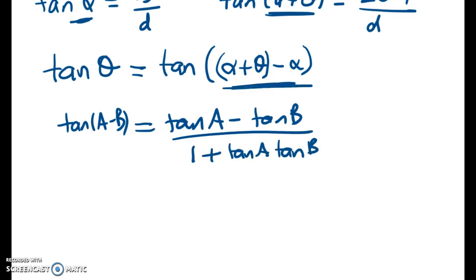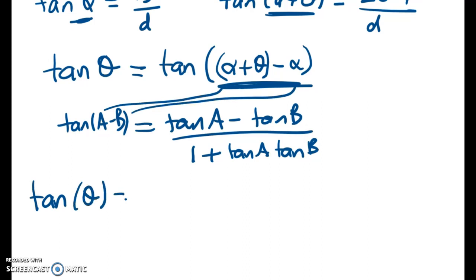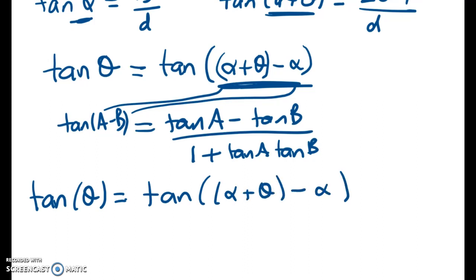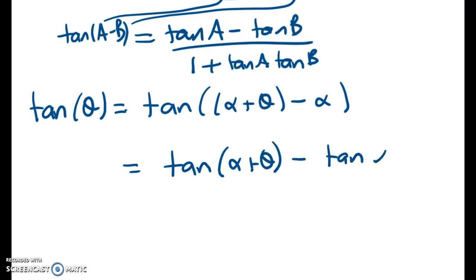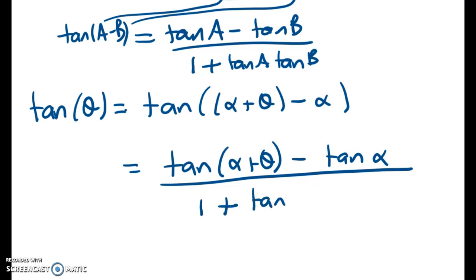Right, so we're going to work with this as being A and B. So tan of theta is equal to tan of this minus this, which will be tan of alpha plus theta minus tan alpha over 1 plus the two tans that we've got together. Okay, so tan alpha plus theta times tan alpha.